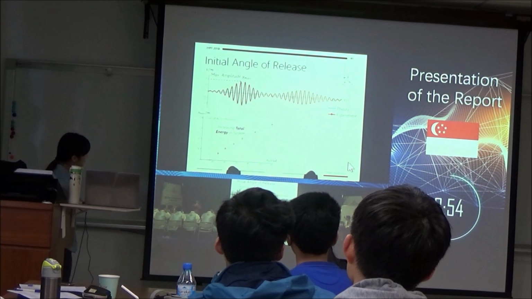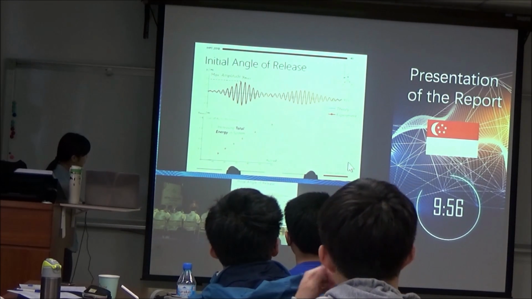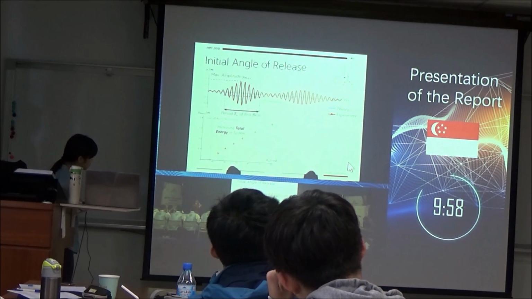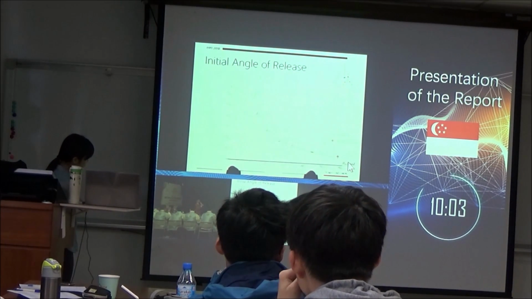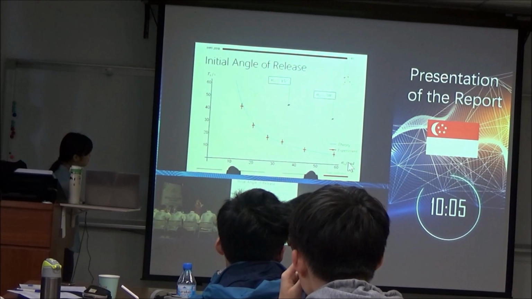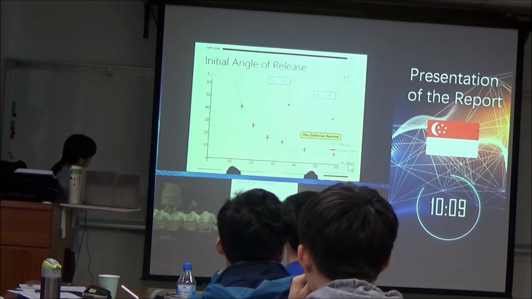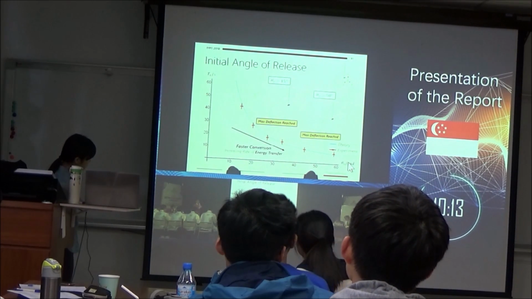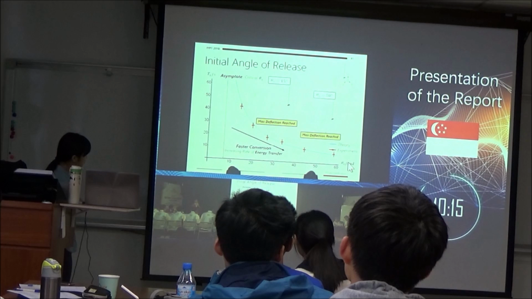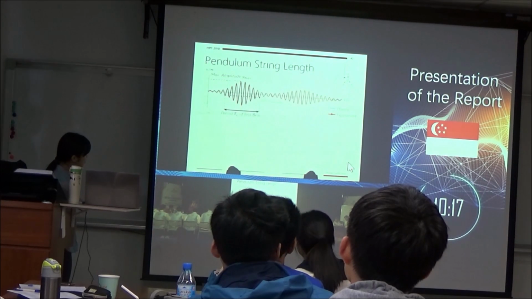We can define another property of this graph, which is the period of the first beat. We plot that against the initial angle of release, and we see a decreasing trend. Analyzing two cases of the following two angles, we see that increasing the angle of release will increase the rate of energy transfer in the system, and as a result, maximum deflection will be reached more quickly. The asymptote of this graph also approaches the critical angle of release.